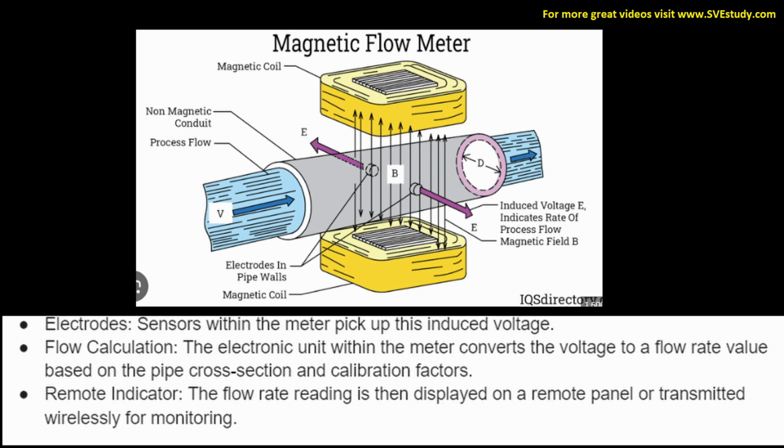Electrodes. Sensors within the meter pick up this induced voltage. Flow calculation. The electronic unit within the meter converts the voltage to a flow rate value based on the pipe cross-section and calibration factors. Remote indicator. The flow rate reading is then displayed on a remote panel or transmitted wirelessly for monitoring.